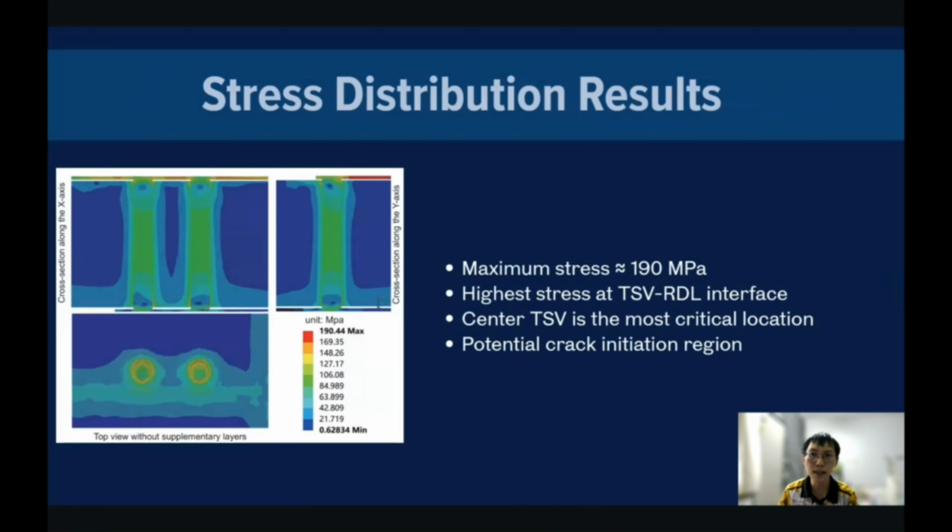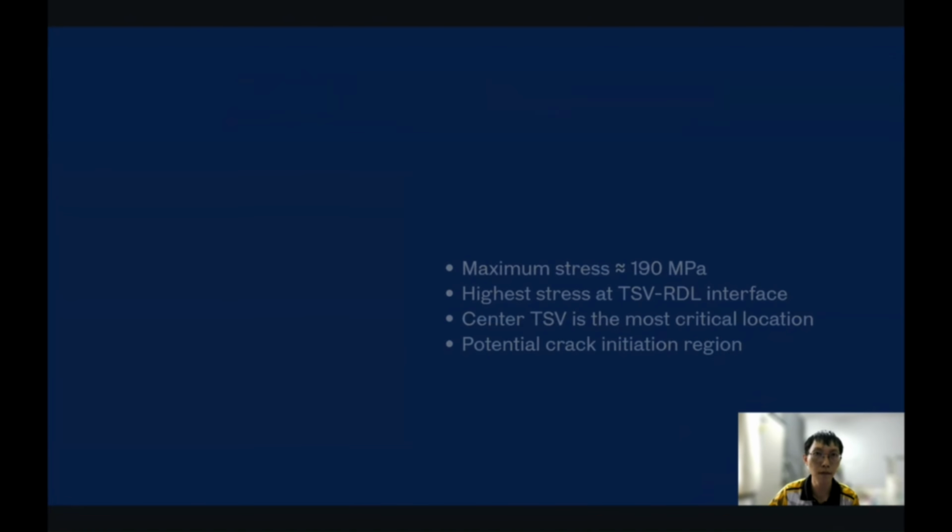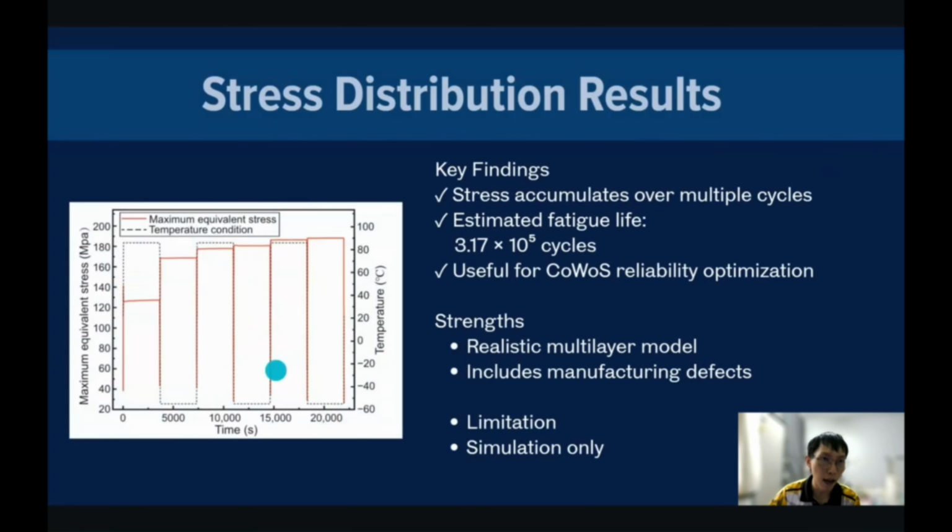Another important finding is that the TSV located at the center of the interposer, as we can see the red color here, experienced the greatest stress, making it the most vulnerable location in the package. Another figure shows the maximum equivalent stress changes during the temperature cycling. The stress increases and decreases with temperature, but more importantly it gradually accumulates over successive cycles. This indicates the presence of thermal fatigue.